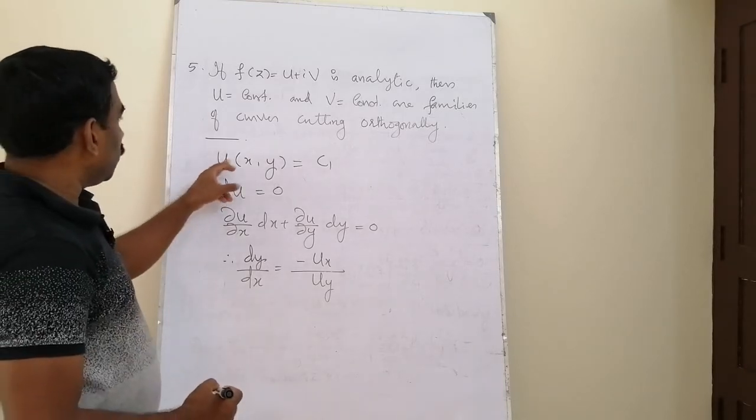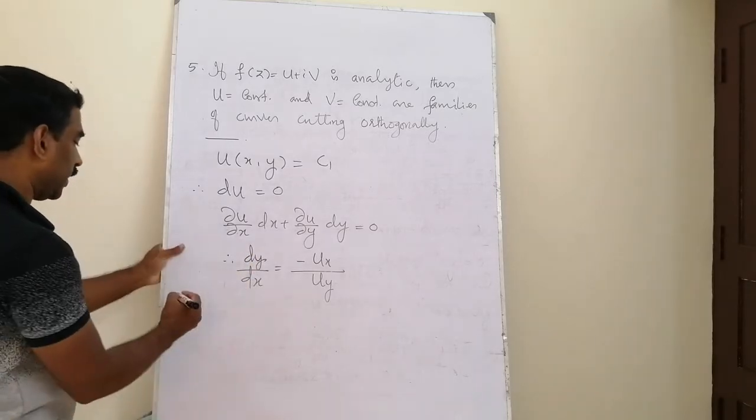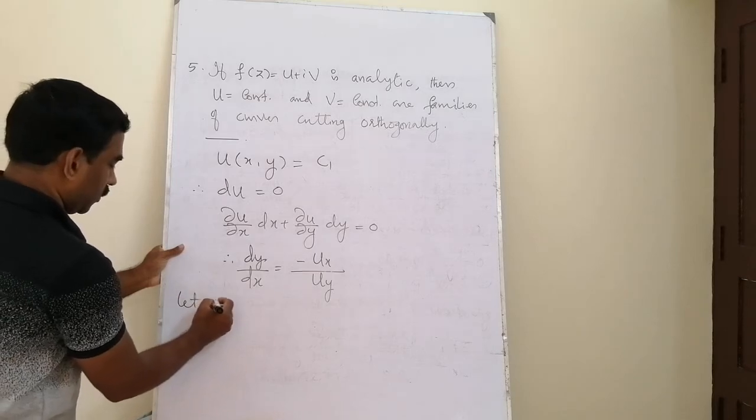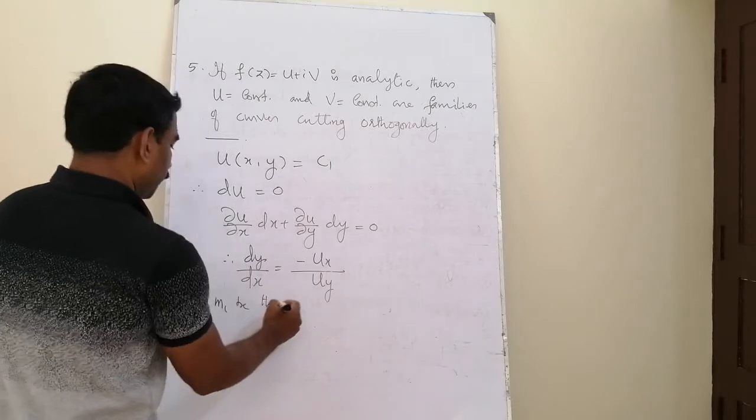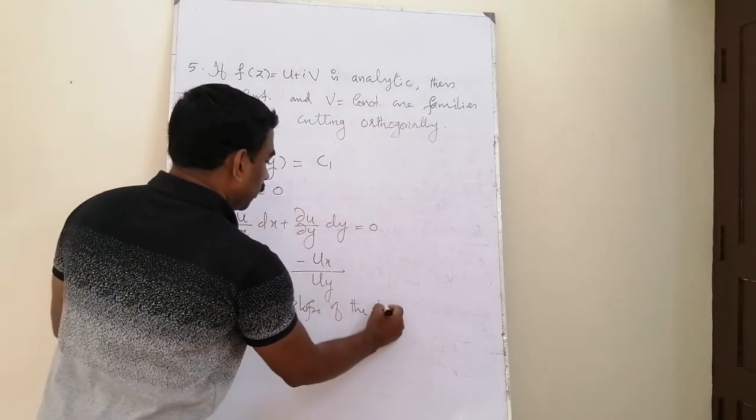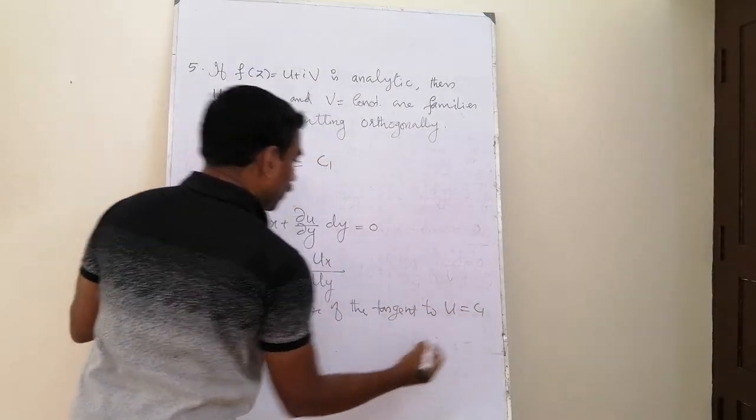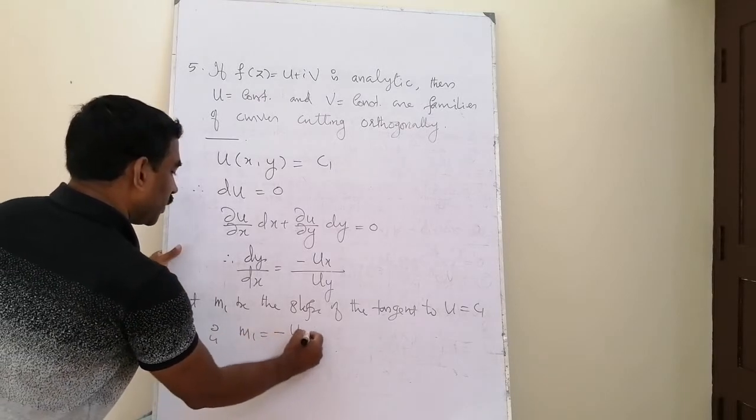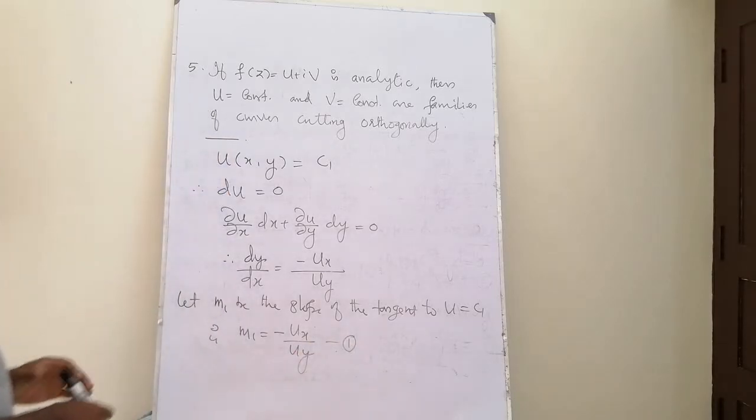Now in the family of curves u equal to a constant, say c1, dy/dx is its instantaneous slope. Let us take this slope as m1. Let m1 be the slope of the tangent to the curve u equal to c1, that is m1 is equal to minus ux divided by uy, equation number 1.